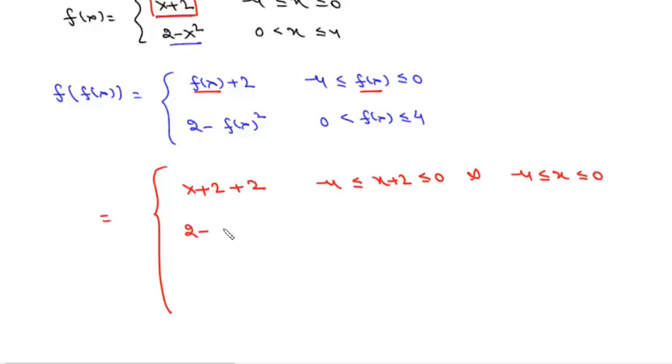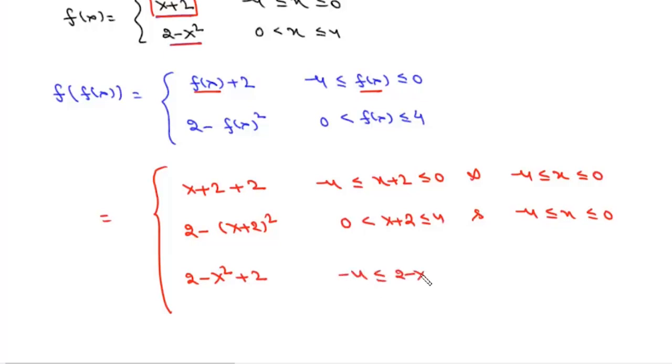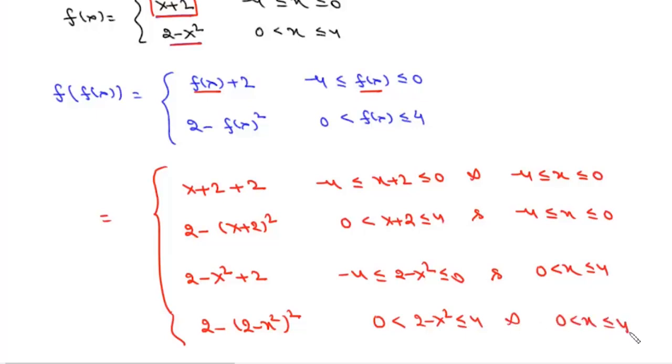And the next one is 2 minus (x plus 2) square when x plus 2 lies between 0 and 4, and again it is true when x lies between minus 4 and 0. Now we have this other definition, which is 2 minus x square. So it will be this: 2 minus x square plus 2 when minus 4 is less than or equal to 2 minus x square is less than or equal to 0, and here the value of x lies between 0 and 4. And then we have 2 minus x square whole square when 0 is less than 2 minus x square is less than 4 and x lies between 0 and 4.